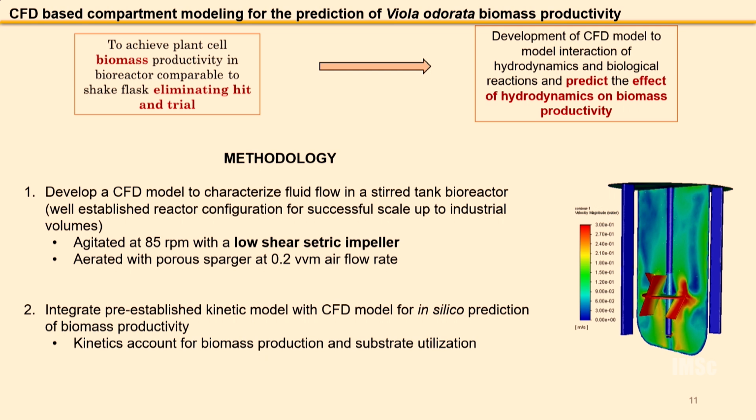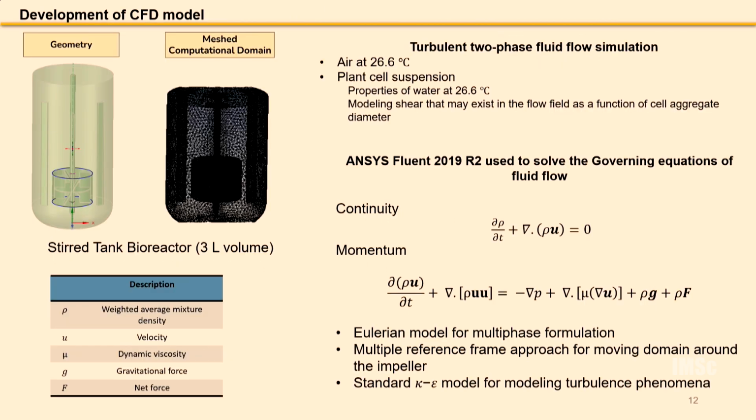So the first step is to develop a CFD model which can characterize the fluid flow in a stirred tank bioreactor for a particular hydrodynamic condition, and then see whether we can integrate this model with a pre-established kinetic model, which accounts for biomass and substrate utilization. For the first step, we developed the geometry of a 3-liter bioreactor which we have in our lab, and we divided the entire domain into multiple regions, which is called meshing.